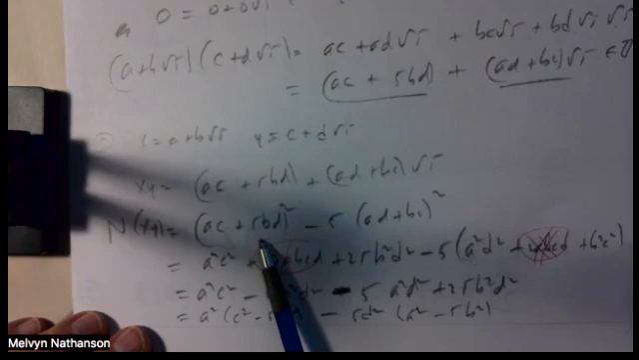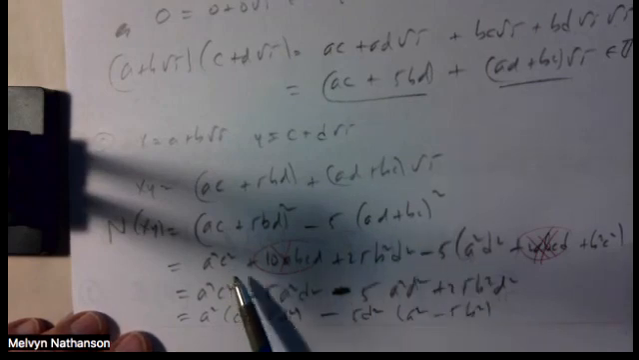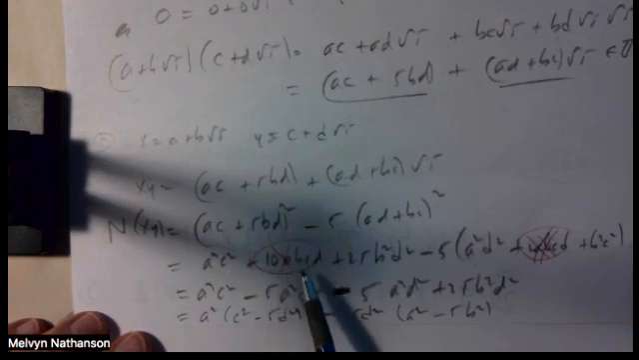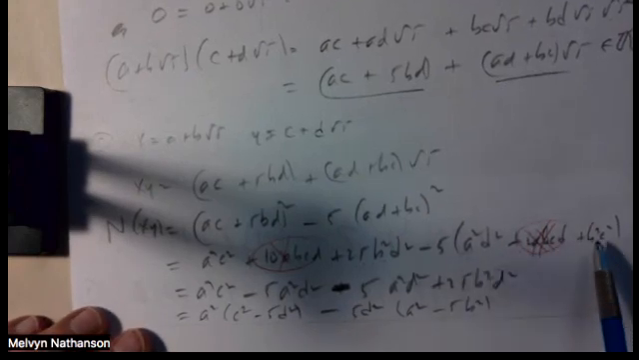Let me just do this a little bit more carefully. It's a question of how to do it. AC plus 5BD squared minus 5 times AD plus BC squared. A squared C squared, 10 ABCD, 25 B squared D squared, minus 5 A squared D squared. So this is correct. And these terms cancel. And I have A squared times C squared minus 5B squared.